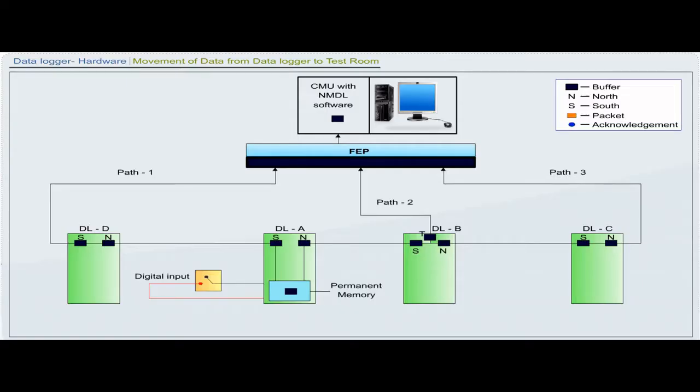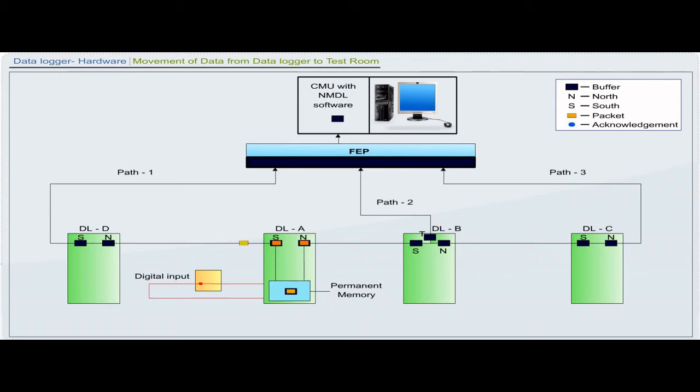Movement of data from data logger to test room. Digital input 1 changes status at data logger A. A packet 1 is generated with temporary status and kept in main memory of data logger A. 2 copies of packet 1 are sent to buffers south and north of data logger A. Packet 1 reaches FEP through 3 paths.